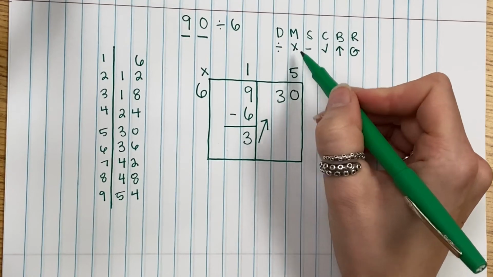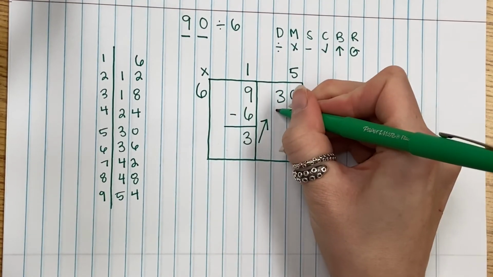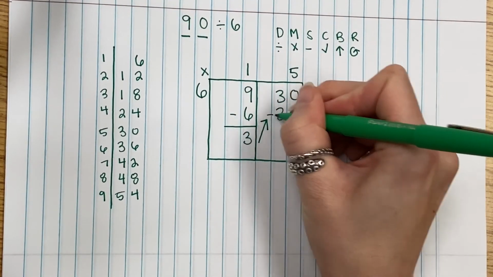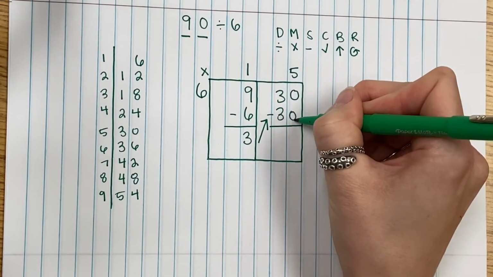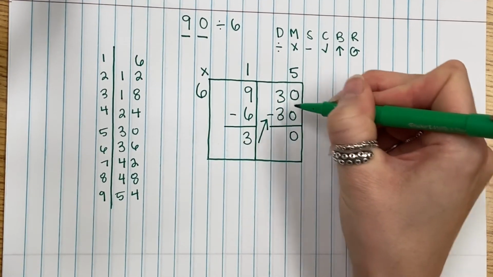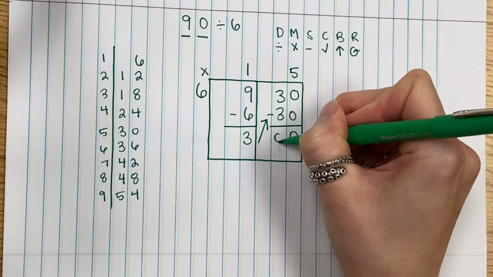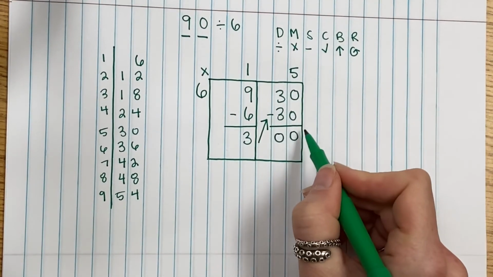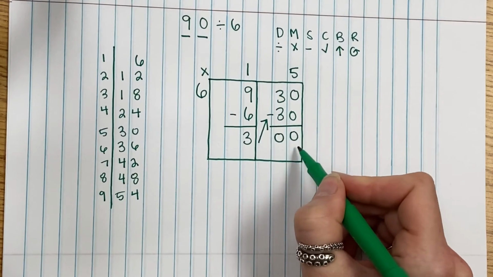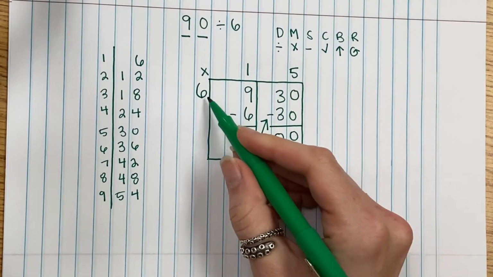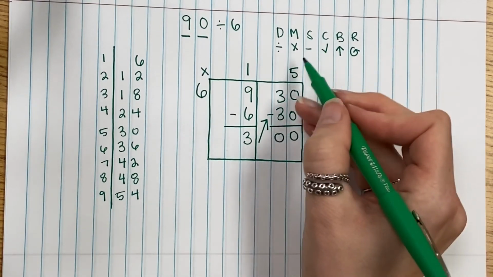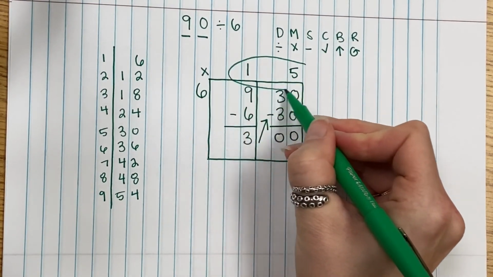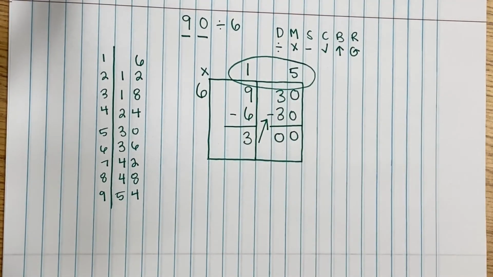After I divide, I'm going to multiply. 5 times 6 is 30. After I multiply, I'm going to subtract. 0 minus 0 is 0. 3 minus 3 is 0. So I have nothing left. 0 is smaller than 6, and I have nothing left to bring up. I have no remainder, which means my quotient is 15.